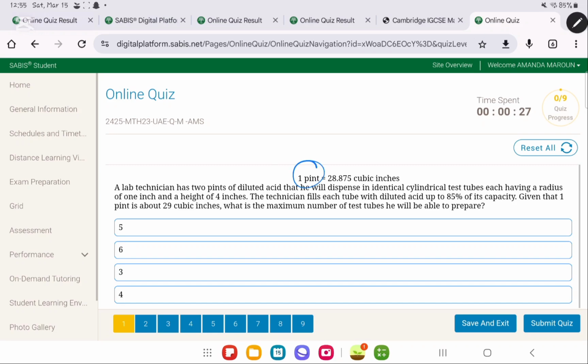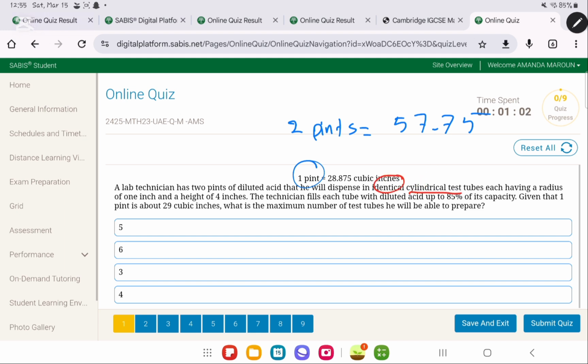They told us 1 pint is 28.875 cubic inches. A lab technician has 2 pints of diluted acid. That means how much is the total in cubic inches? If 1 pint is this much, then 2 pints is going to be 2 times 28.875, so we get an answer of 57.75 cubic inches of diluted acid.